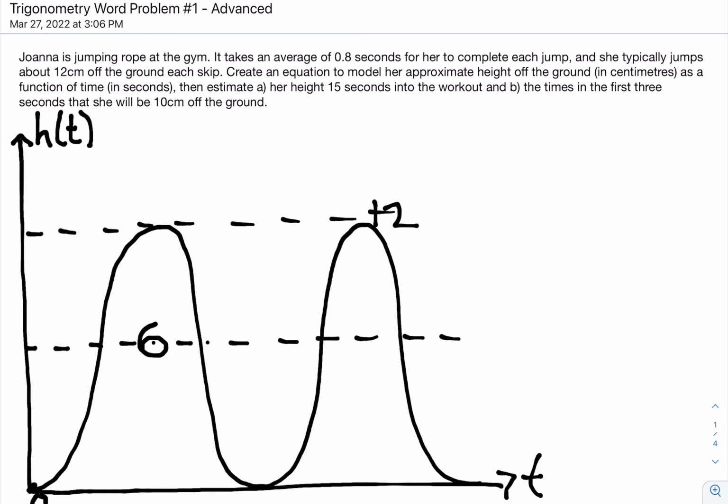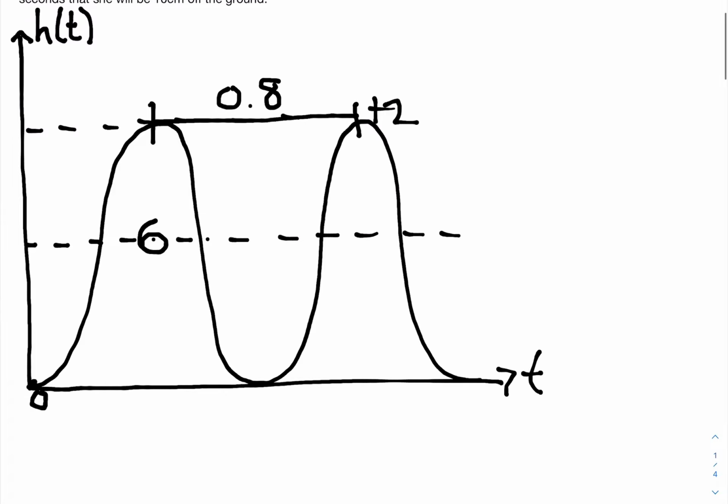Okay, and we also know that the period, or the time it takes for her to complete a full rotation, is 0.8 seconds. So we can draw it from one peak to the next peak. This is going to be 0.8 seconds. Okay, and just with that information, we can come up with an equation. That's all we need to figure out an equation. Let's get right into it here.